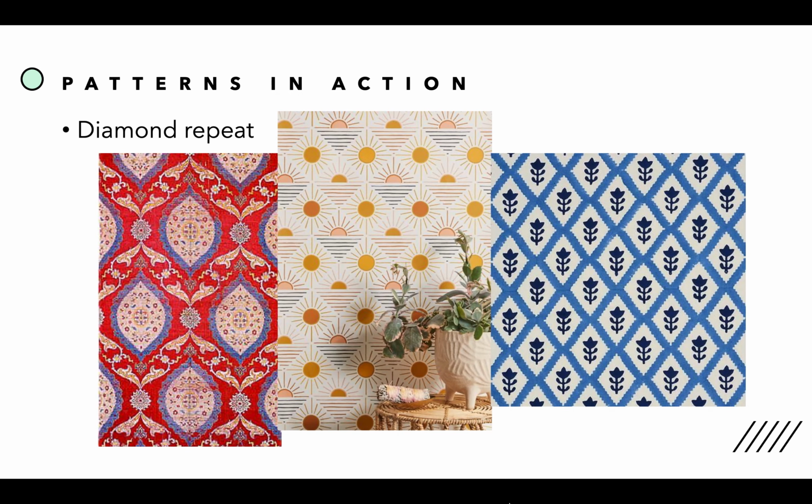So some different examples of types of diamond repeat are here. And you can see it can be, again, quite effective for helping your eye move around the page, or around the textile or the surface area, without making you feel too much like things are in straight rows or anything like that.